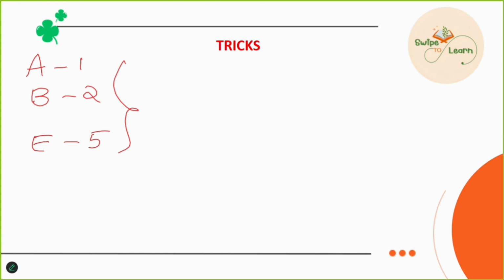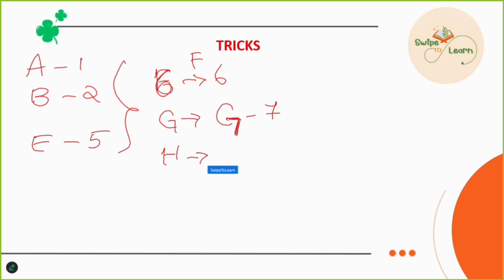See carefully. F can be written as 6. So F has a number of 6. Similarly for G, when I'm writing G, I'm writing here 7. So G has a number of 7. And H, if I combine all this, what I get is the number 8. So for H, the alphabetic number is 8.